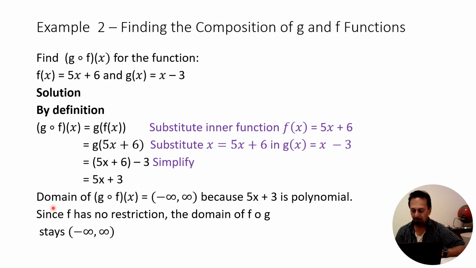Now the domain of the composition of g and f would be all real numbers. Or you can say minus infinity to infinity because 5x plus 6 is a polynomial, and we know the domain of polynomial function is all real numbers. Now f, which is the inner function, we want to check if that has any restriction. So f is just a polynomial, it has no restriction. So therefore the domain of g and f stays what we found, minus infinity to infinity.